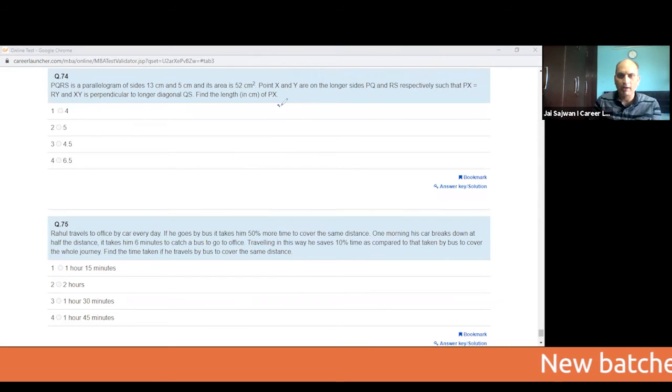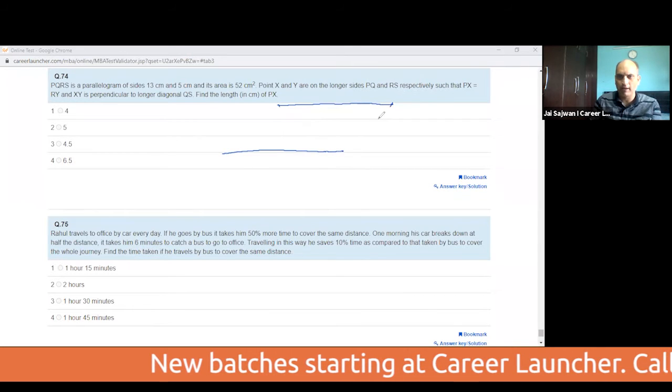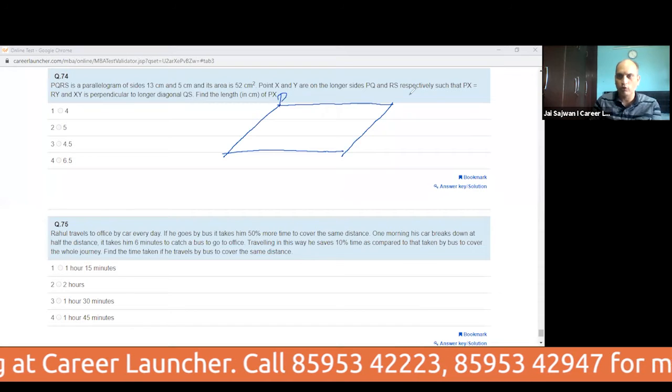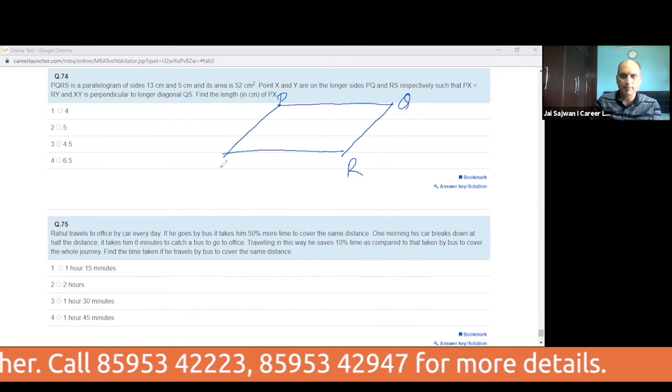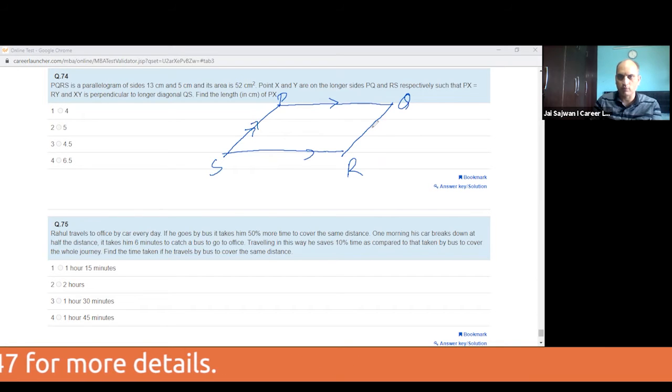PQRS is a parallelogram. A parallelogram is that figure where the opposite sides are parallel and equal. Parallel and equal, that's why it is a parallelogram. PQRS is a parallelogram. This is parallel to this one, is parallel to this one. Fine. Sides are 13 and 5.